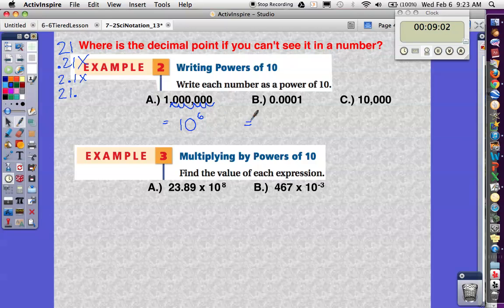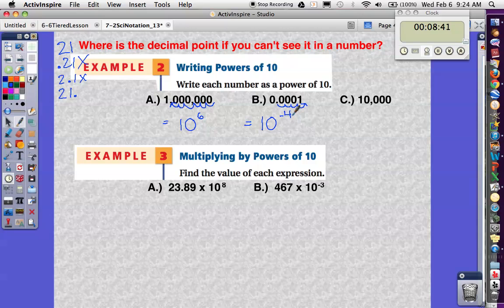Take a look at the next one. Okay, really small number. What kind of exponent are you going to have? You should know right away it's going to be a negative exponent. So put that down. You want to rewrite this as a power of 10. You just have to move that decimal, though, until you get a 1. That's the rule. So 1, 2, 3, 4. It'd be 10 to the negative 4th.